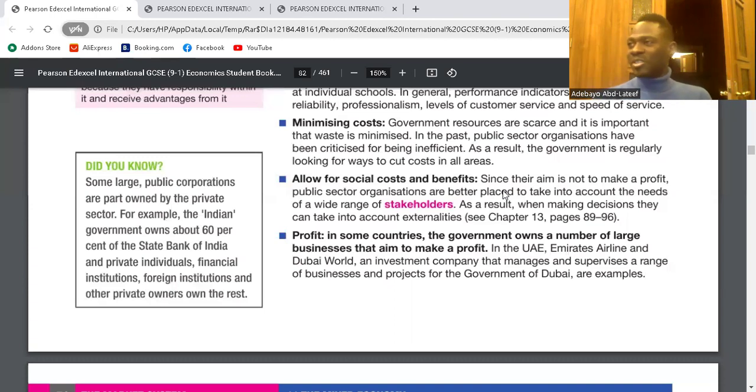So if the social cost of that decision is less than the social benefit of that decision, they will take it. But if the social benefit is less than the social cost, they wouldn't. That is government for you. That is what they are talking about here. So government will think about the social cost and social benefit before taking a decision. Clear?